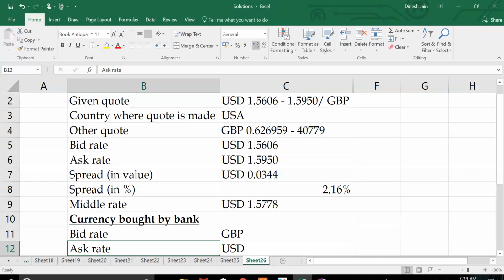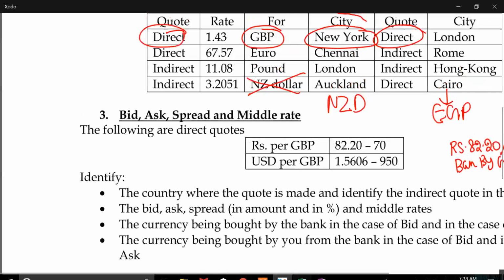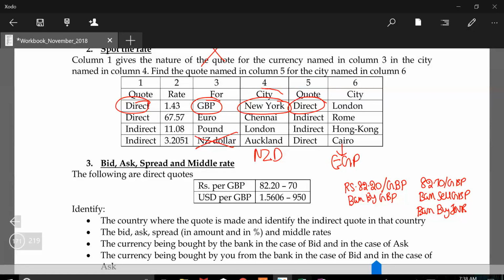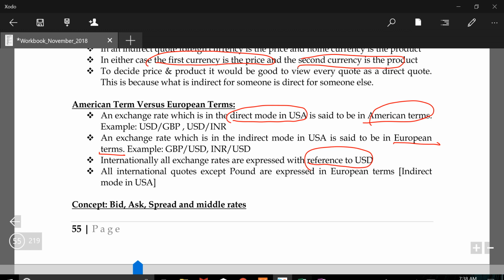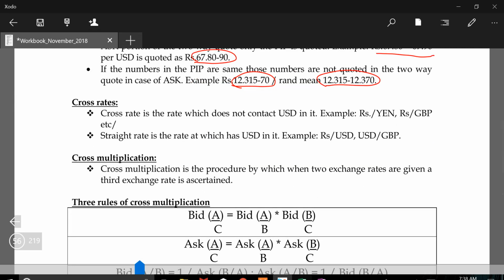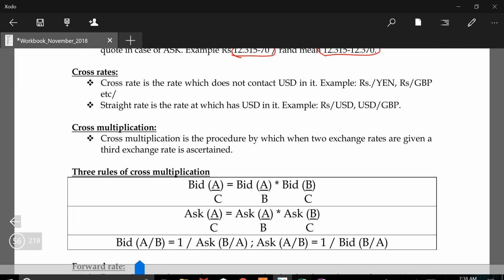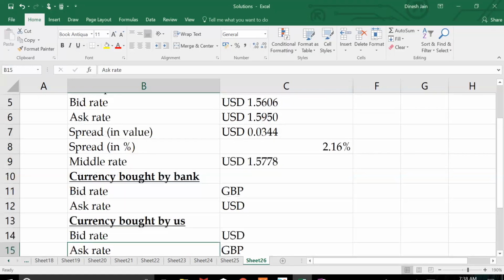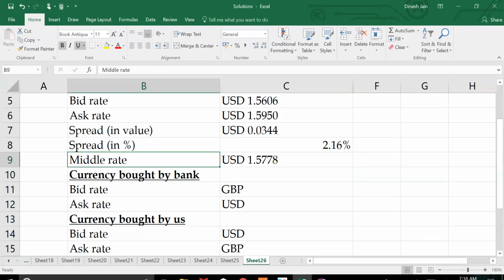Can you proceed? Any doubts on this? Clear? Okay, I'll move to the next concept. Any doubts in the earlier question? Anybody has a doubt? Clear? Can we? Any doubts?